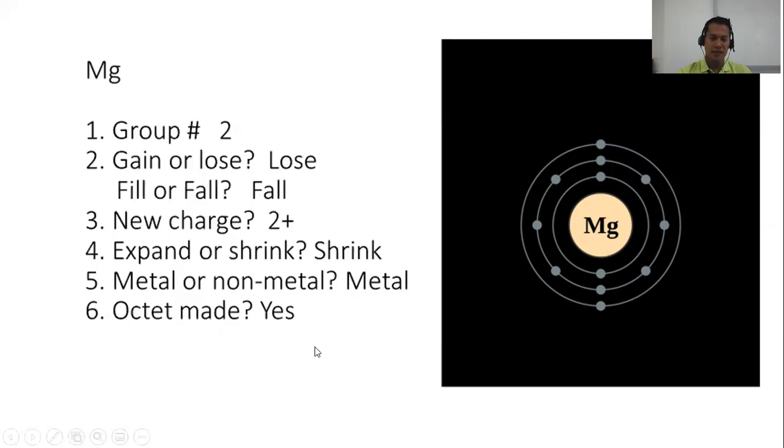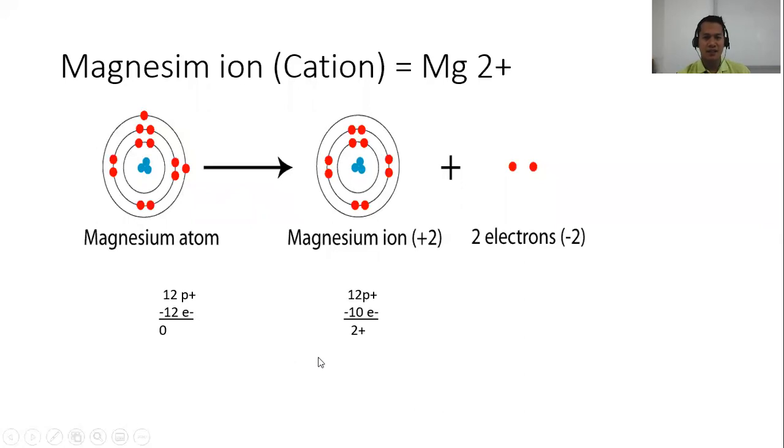Octet made? Yes. Let's take a look at a clearer example. Okay, magnesium ion. Originally we have 12 protons, 12 electrons. If I do a little subtraction, 12 protons and 12 electrons means 0. But according to the octet rule, this element will lose 2 electrons, and now it's going to be like this. And then this will be erased. So it's going to be 2, 4, 6, 8.